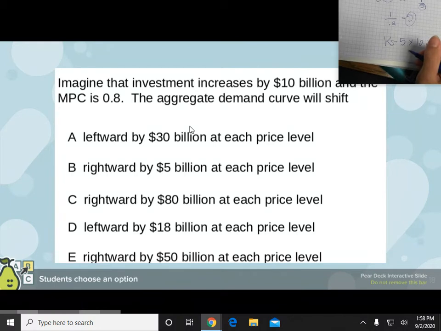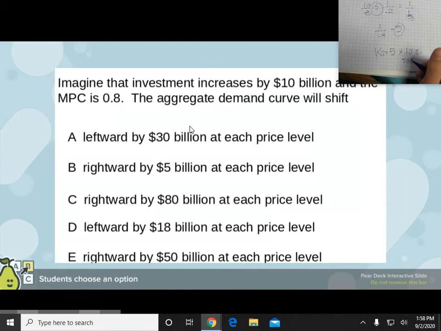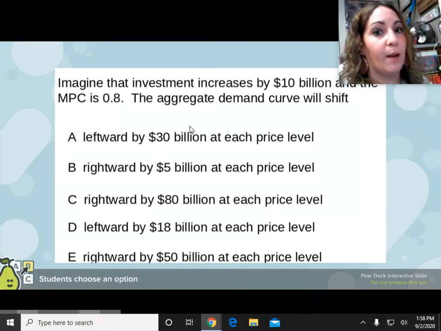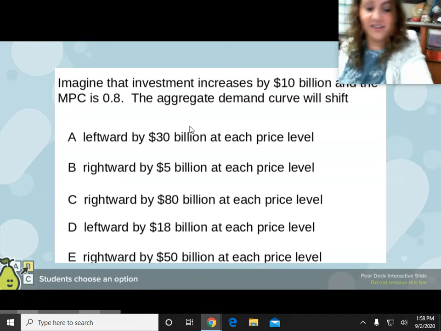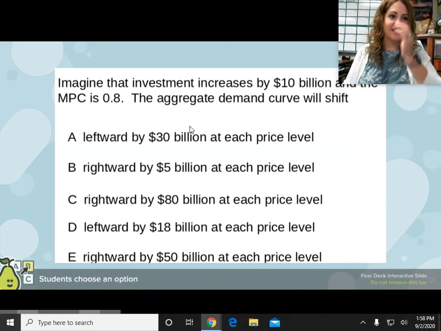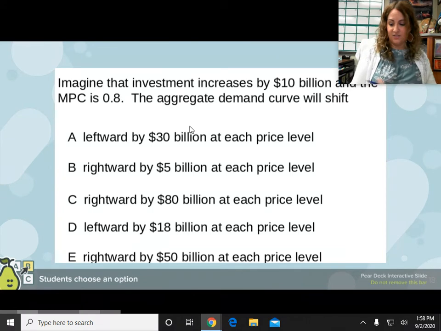So we are going to have an increase, and I know it's an increase because investment spending is increasing and not decreasing, of $50 billion. An increase is a shift to the right. So a rightward shift by $50 billion at each possible price level, which was option E. E as in excellent and elephant, and isn't this exciting?